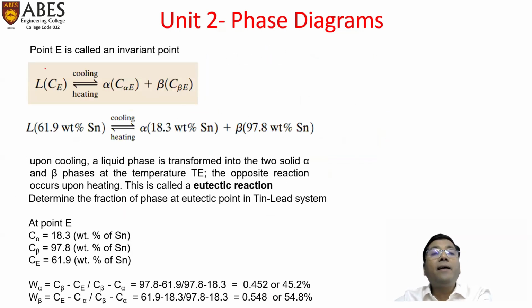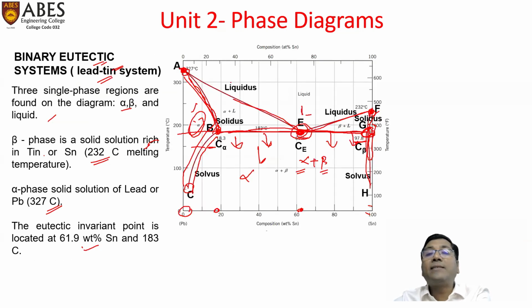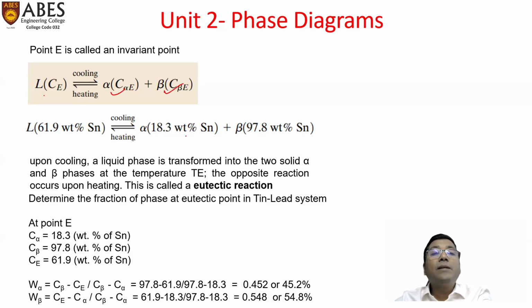And for the invariant reaction, we can write: liquid having composition Ce, when we heat or cool, will at this point only be converted into alpha of composition C alpha E plus beta of composition C beta E. Means liquid at Ce will at this instant convert into C alpha of 18.3 and C beta of 97.8 weight percent. L is 61.9 weight percent; in cooling, alpha would be 18.3 weight percent and beta would be 97.8 weight percent tin. Upon cooling, a liquid phase is transformed into two solid alpha and beta phases at the temperature T. The opposite reaction occurs upon heating. This is called a eutectic reaction.